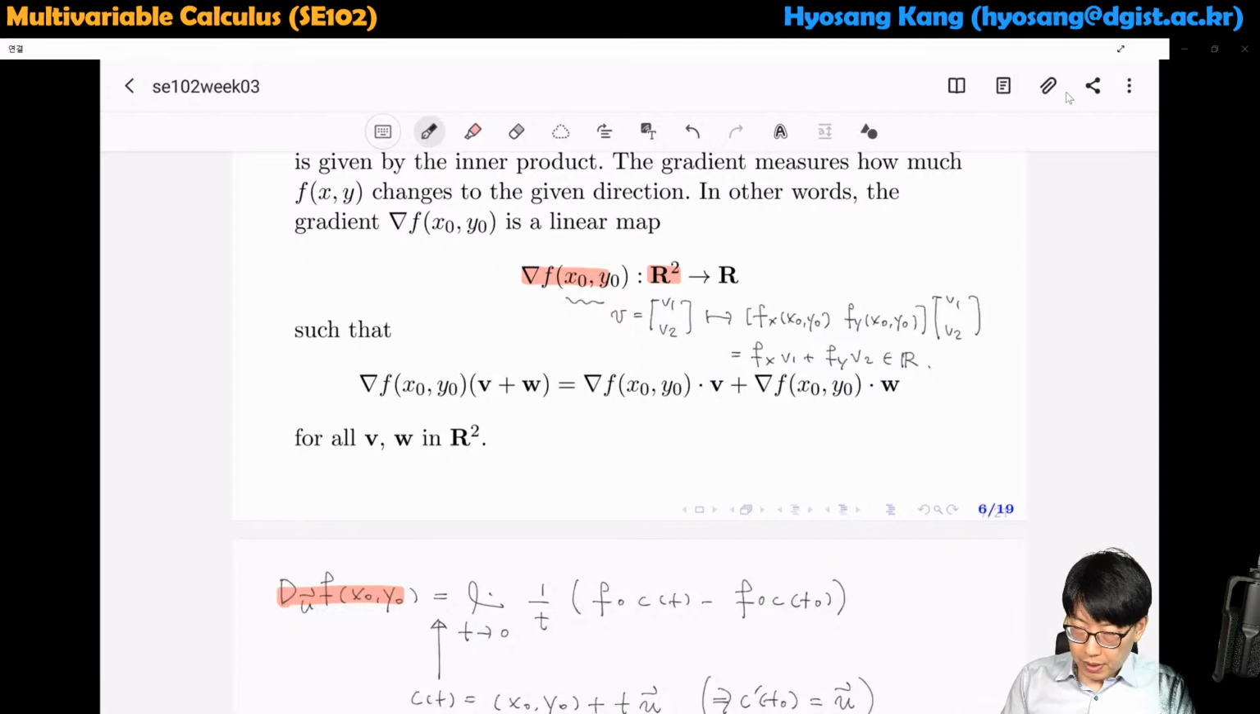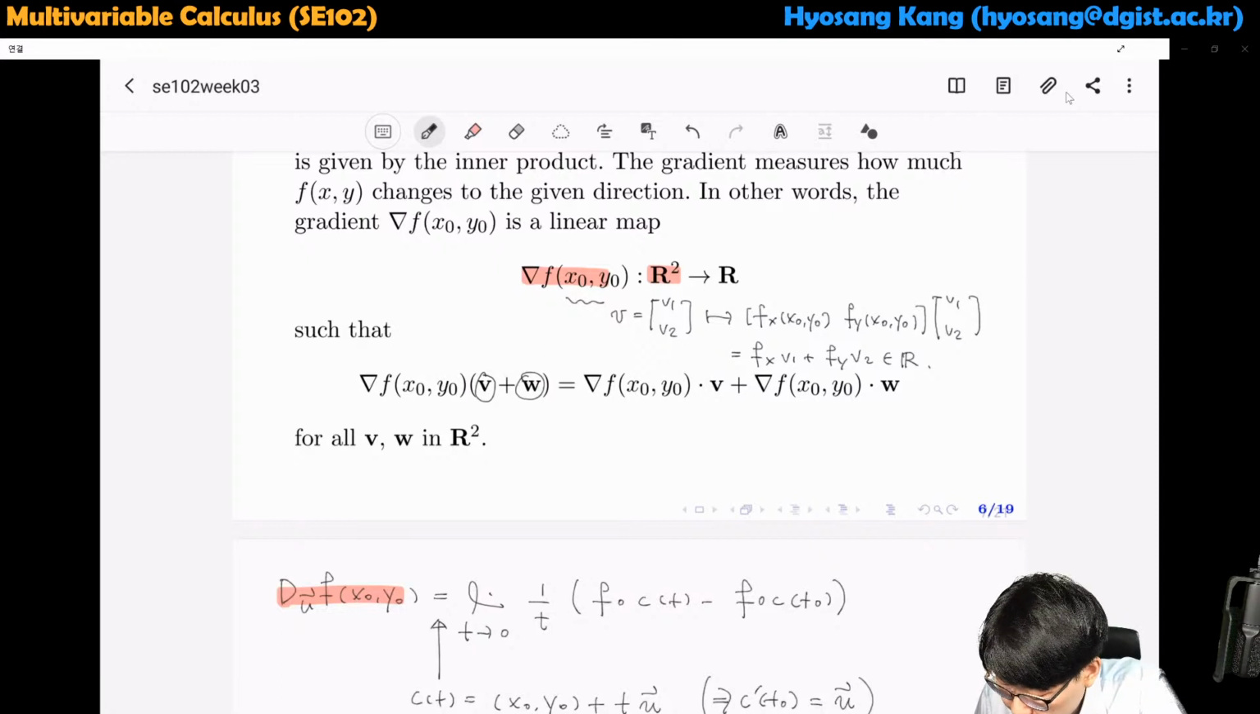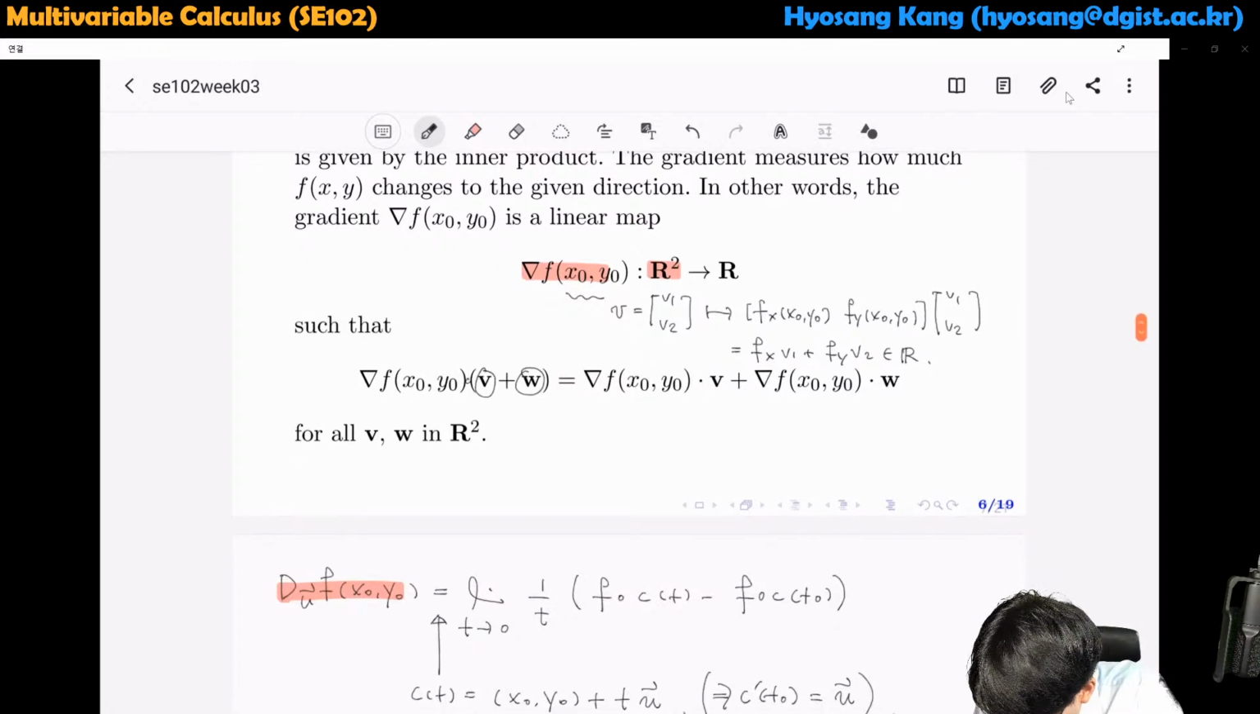Linear map means that the vector operations, scalar multiplication and vector sum, are preserved in the value of this linear map. So if you have two vectors, v and w, you can decompose your inner product. Basically, you have to take the inner product here.